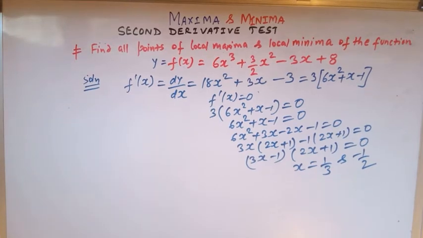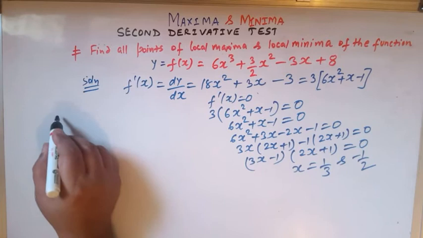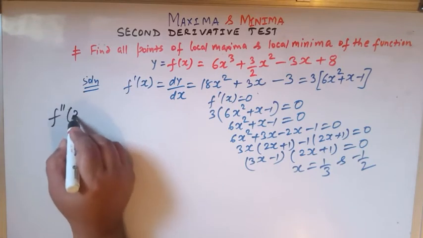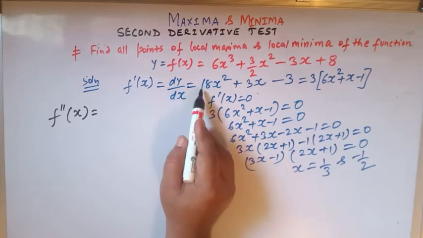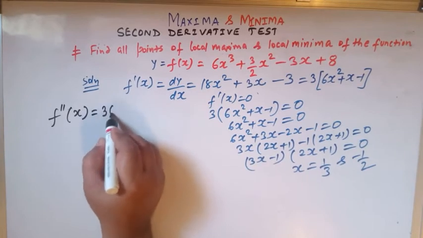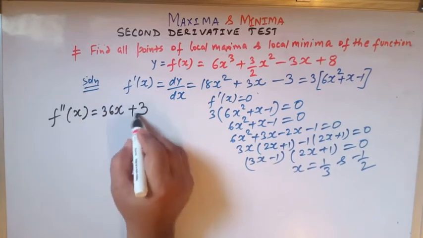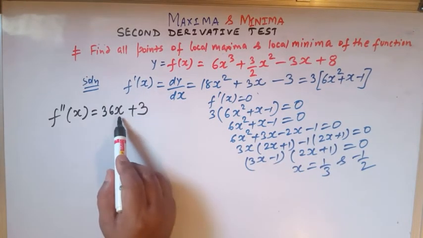Clear? Now here we have 2 roots of f prime of x equal to 0. Now let us find the second derivative. So the second derivative is given by 36x plus 3. Clear? So the second derivative is 36x plus 3.